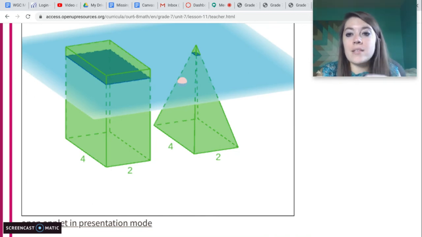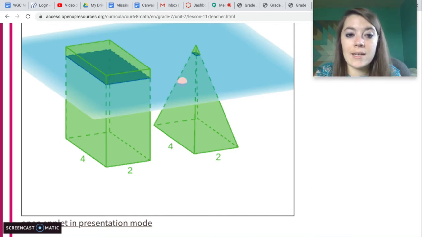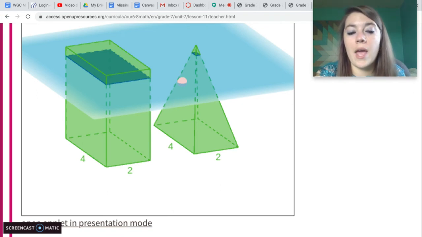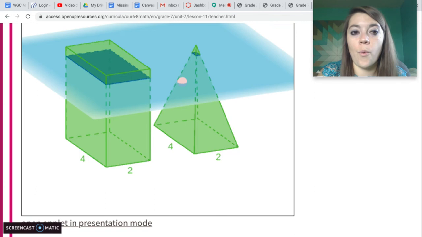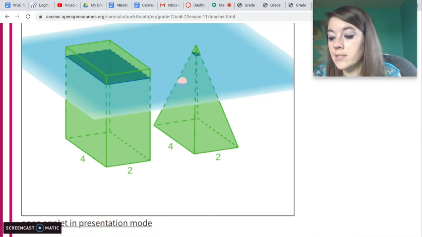And we have different ways of doing cross sections. We can do horizontal cross sections, we can do vertical cross sections, we can do them diagonally. So a cross section doesn't necessarily always have to be parallel to the base. It's going to tell you which way it should be, whether it's parallel or perpendicular to the base, or if it's being cut at an angle. It'll tell you those things when you're asked about the different cross sections.